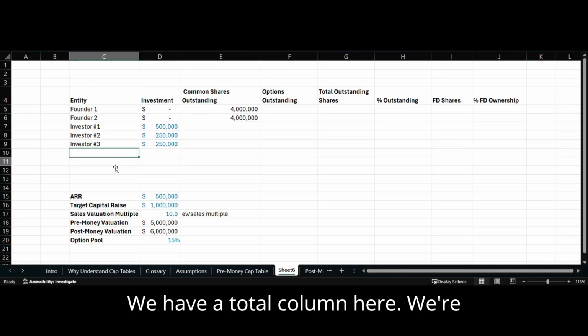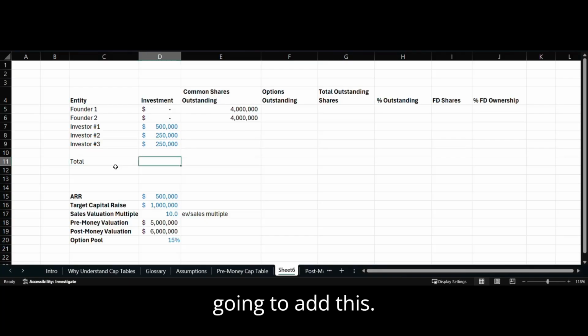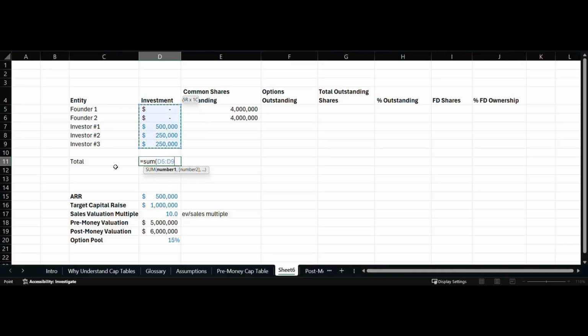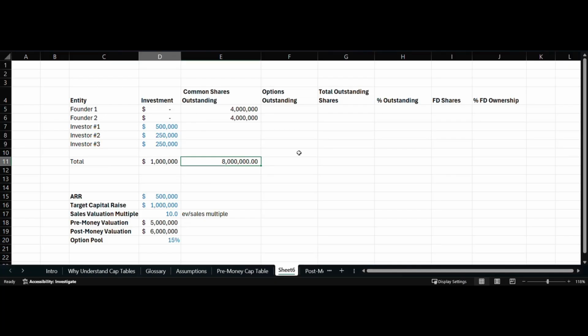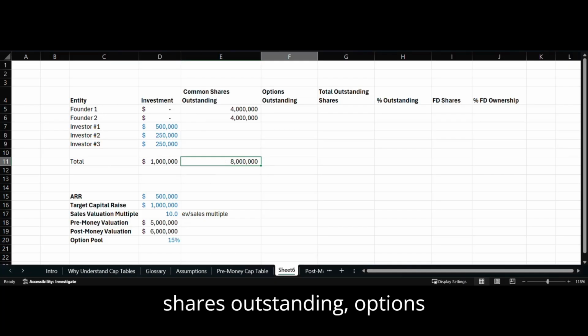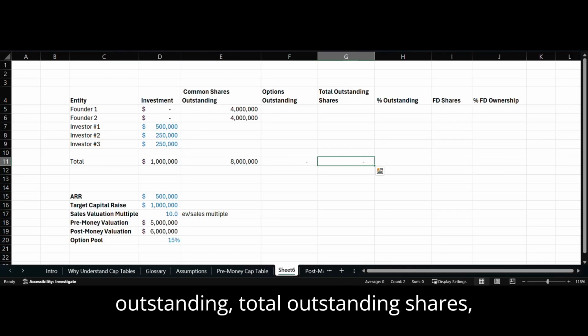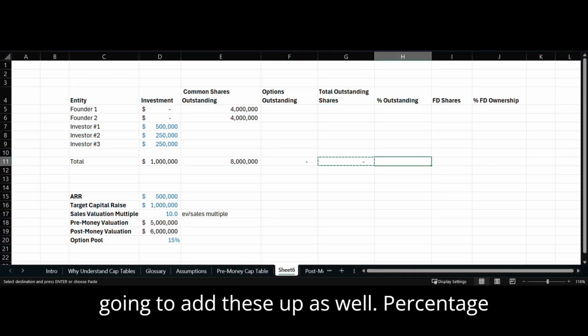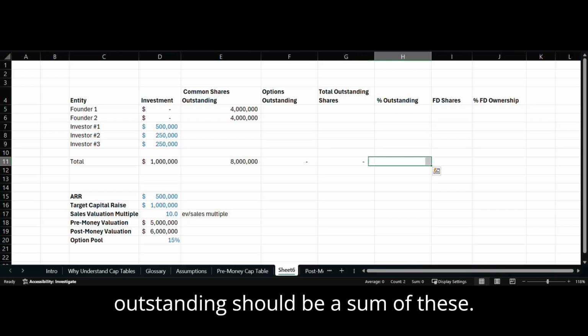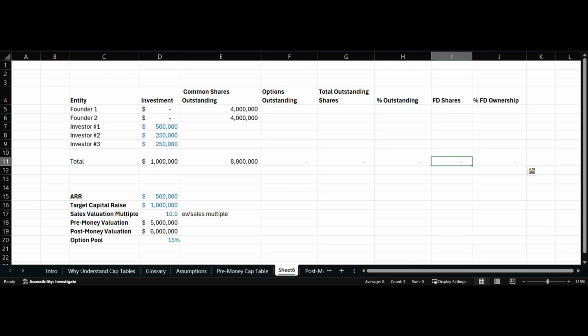I have a total column here where we're going to add this. We're going to sum the number of shares outstanding, options outstanding, total outstanding shares, which we're going to add up as well. Percentage outstanding should be a sum of all of these. Same for these two.